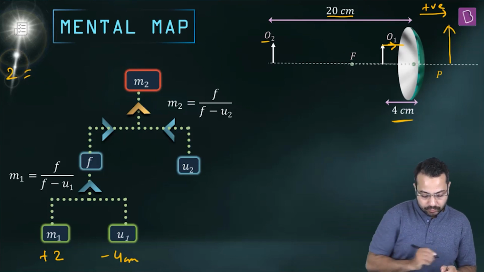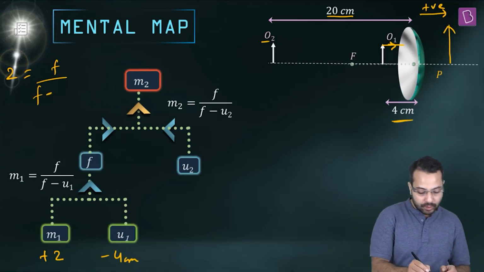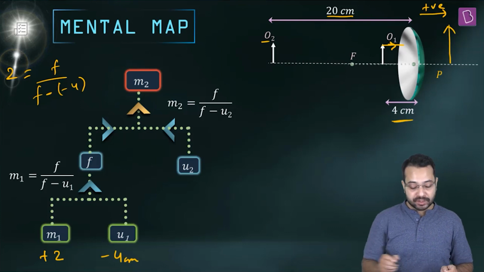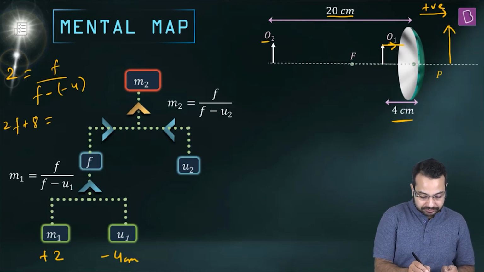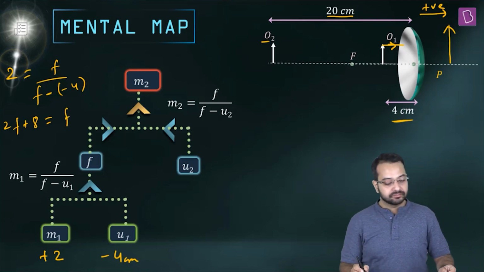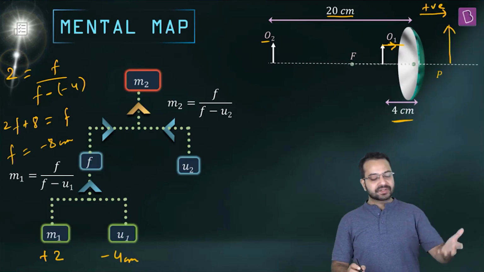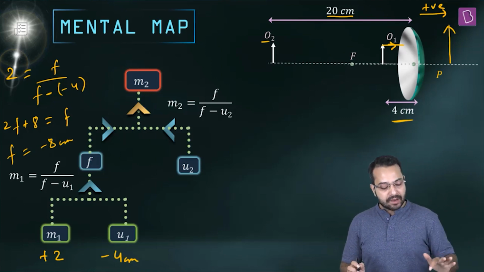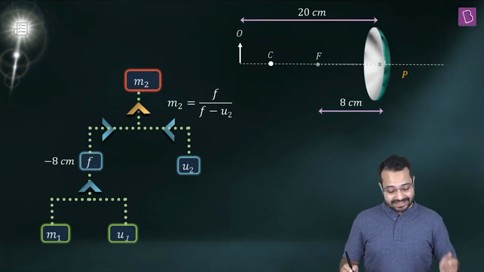So m1 is 2, equal to f, which I have to calculate, divided by f minus u1, and I'm going to substitute -4. So this will become f plus 4. So 2f plus 8 is going to give me f, and hence f will come out to be -8 centimeter, which is expected because it is a concave mirror. Okay, perfect. I have calculated f. Let's proceed. So f is -8 centimeter.